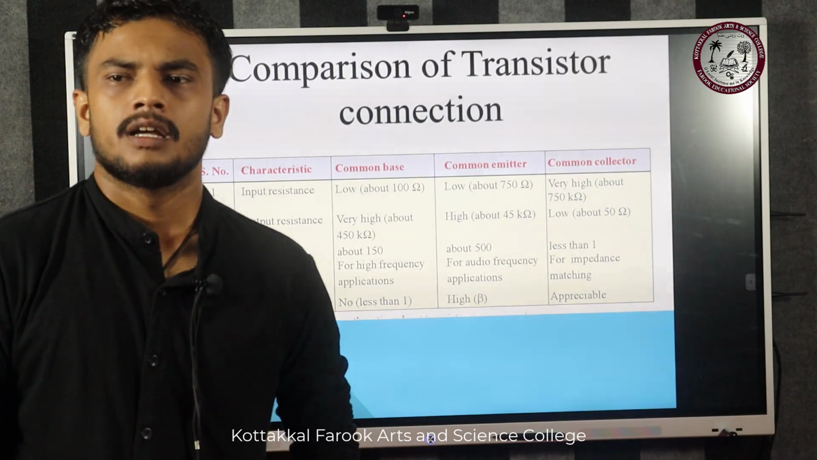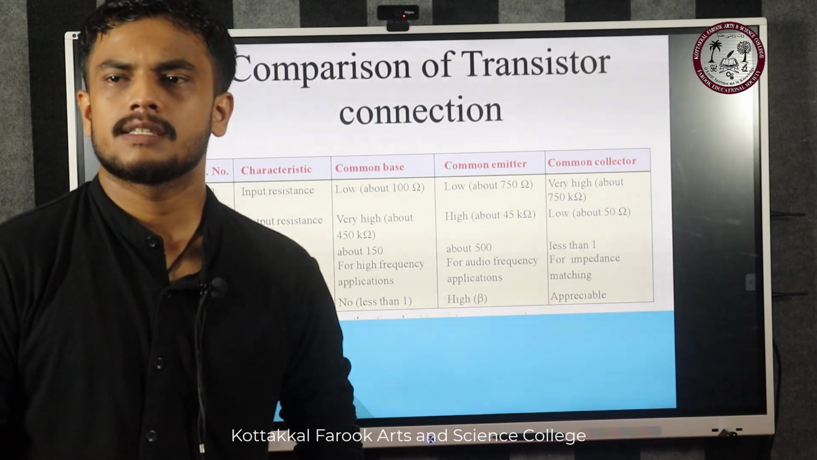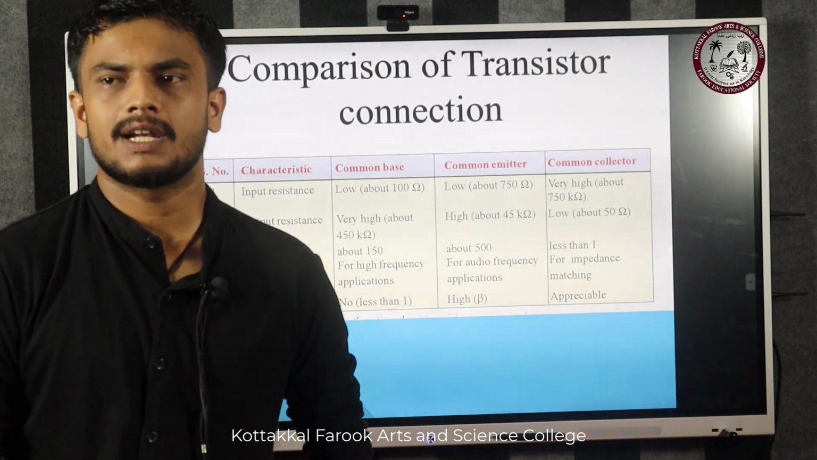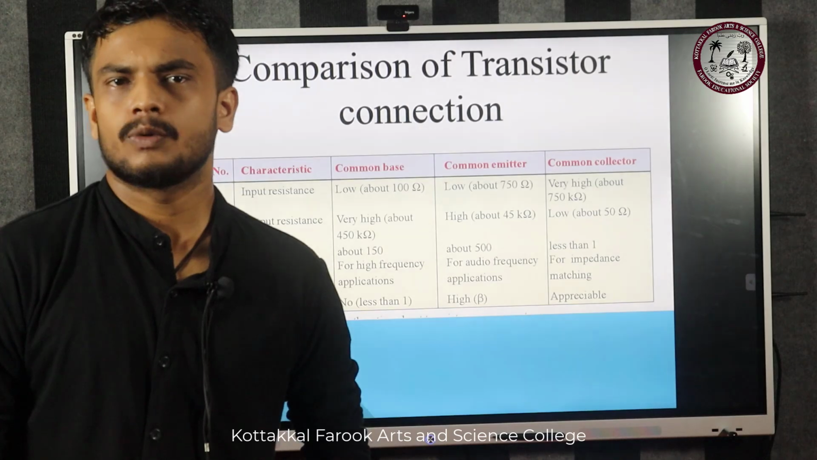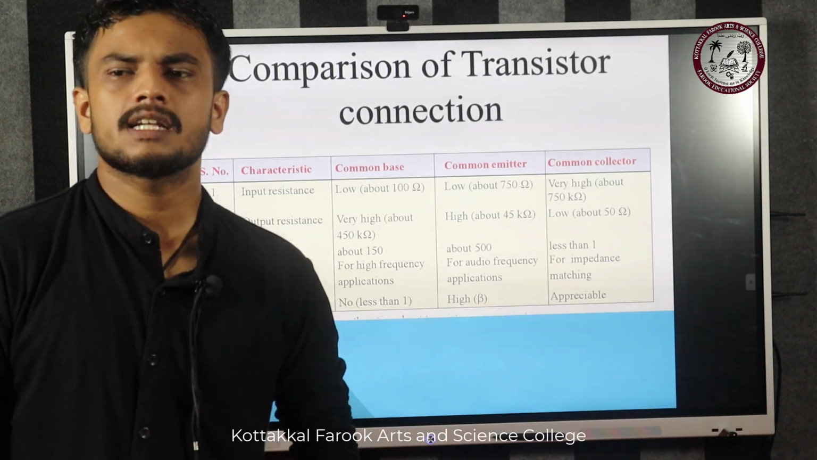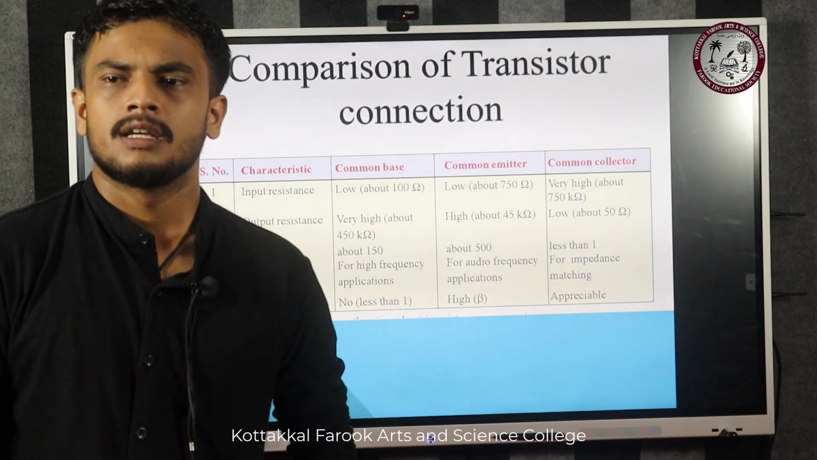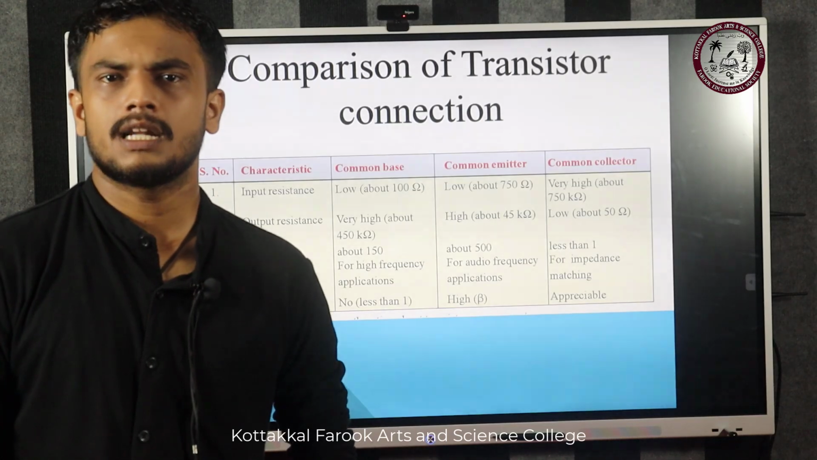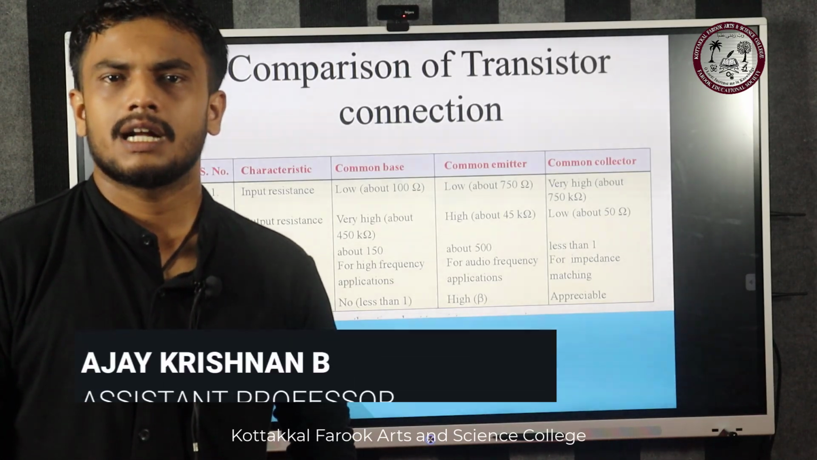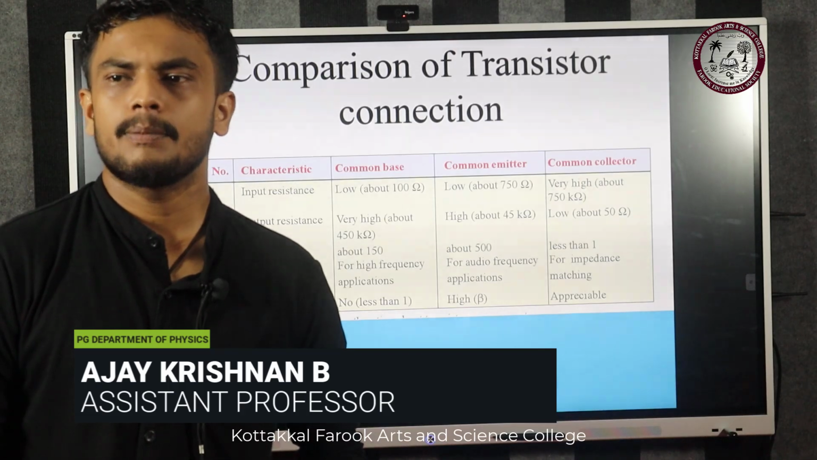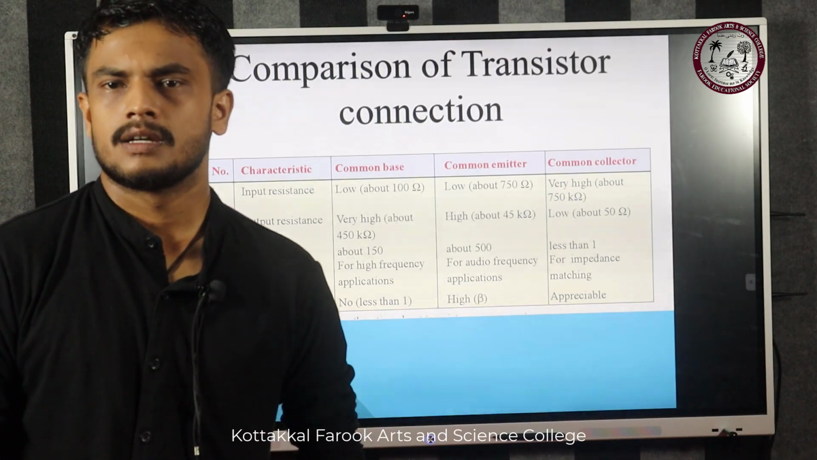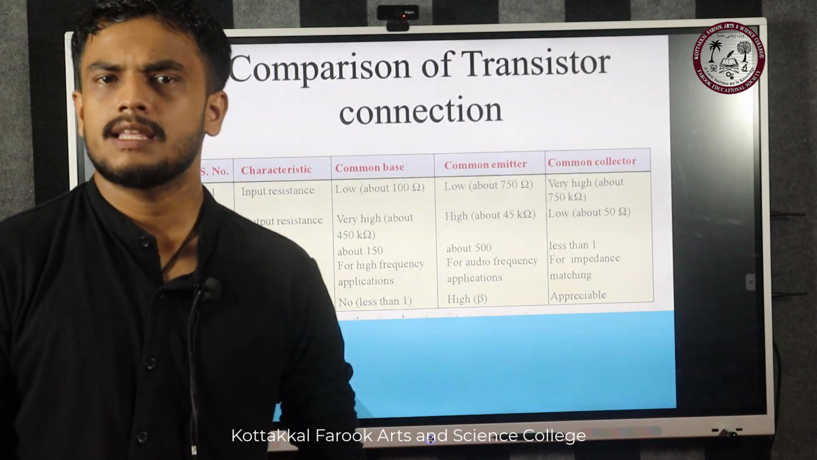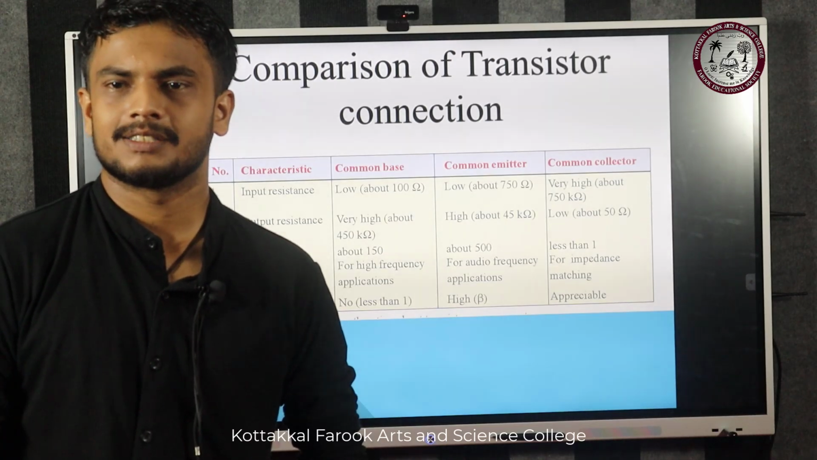The gain is very high in common emitter, about 500, but in common base it is only 150, and in common collector it is less than 1. As for applications, we commonly use common emitter in audio frequency applications, common base only in high frequency applications, and common collector in impedance matching cases. These are the applications for common base, common emitter and common collector.